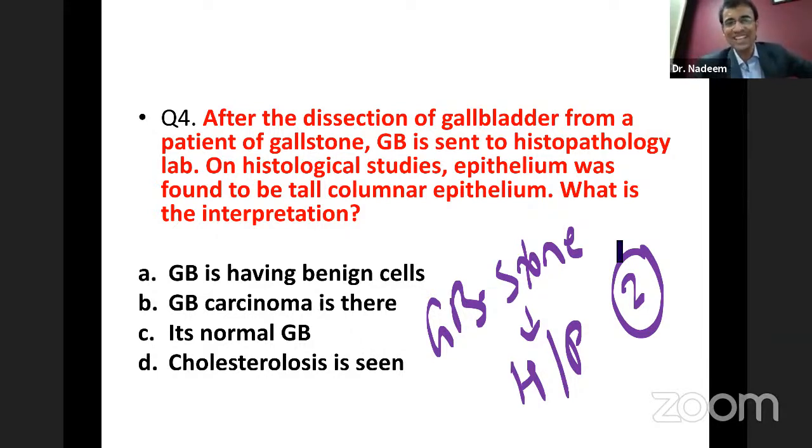In this case, after the examination, pathologists have written that the epithelium was found to be tall columnar epithelium. It looks normal. I hope you remember the lining of the gallbladder: columnar epithelium with brush border. So this is a normal gallbladder. This question was asked sometimes in IMSS. It is a beautiful, very easy question, asked in a clinical fashion. Answer is C only.